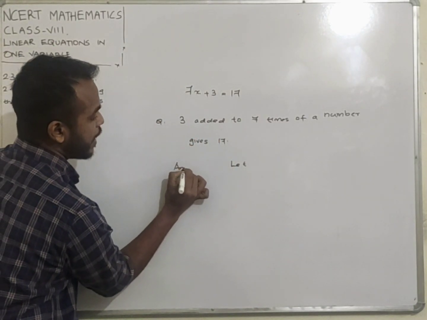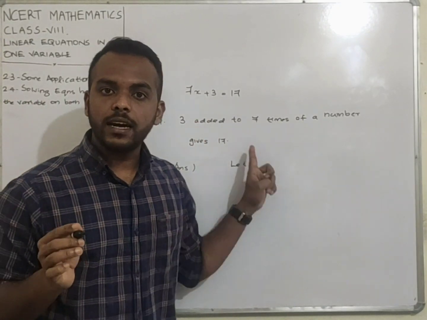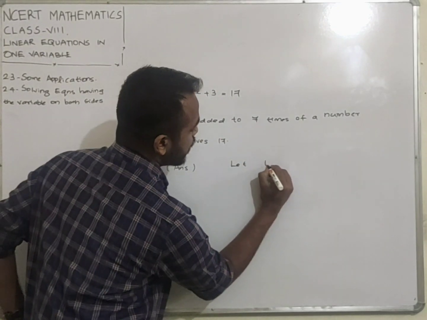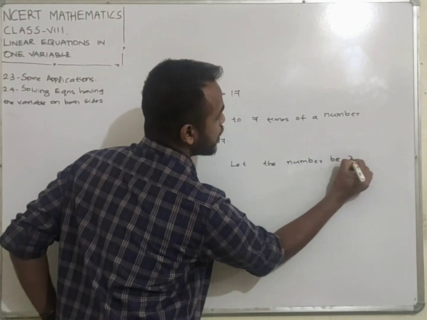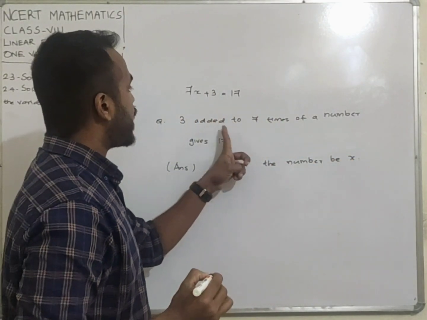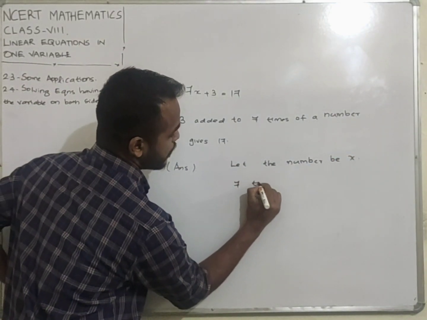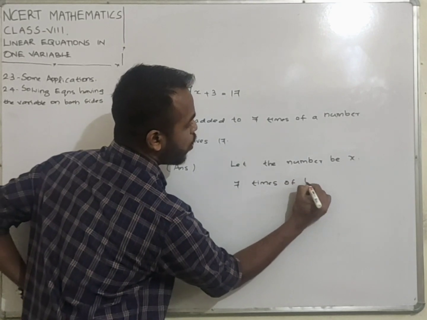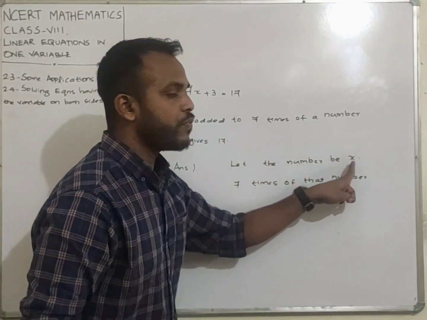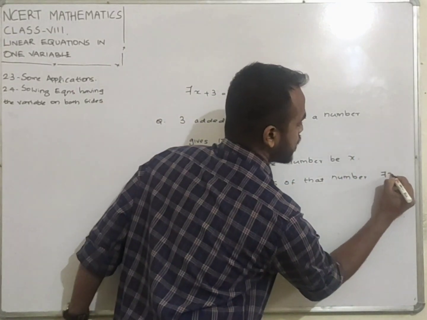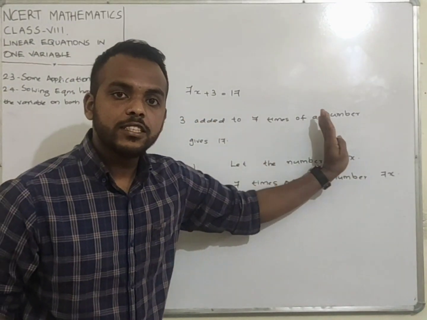This is the way to write the answer to each of the questions of this format. First of all, let's consider the unknown number to be x. So we can say, let the number be x. Then 3 added to 7 times of that number. 7 times of x is 7x.